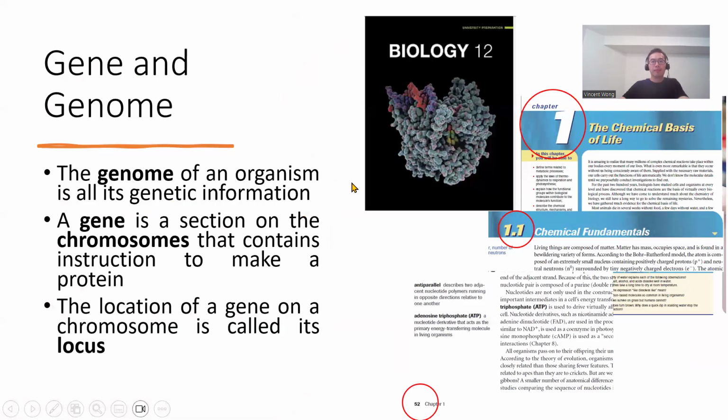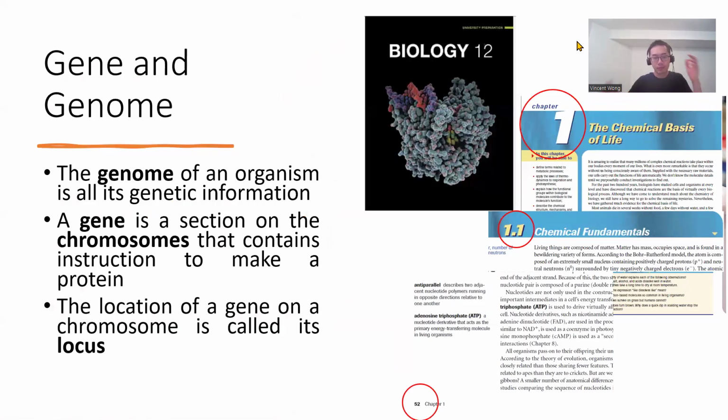Okay, some terminology to help you understand all the terms. First of all, the genome. The genome of an organism is all of its genetic material. So think of the genome as the whole textbook, the entire textbook. A gene is a section on the chromosomes that contains instructions to make the protein. So the chapter here is like the chromosome.